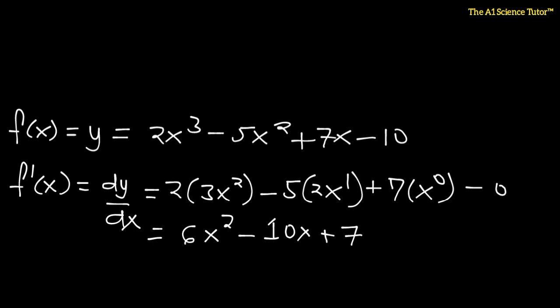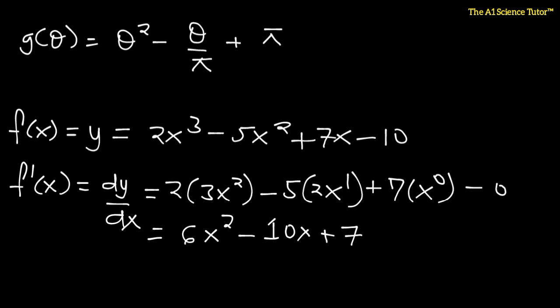How about this one? What if you have g of theta, and that is equal to theta squared minus 1 over 4. Well, I think I would rewrite it as theta over pi plus pi. What will be the derivative of this function?